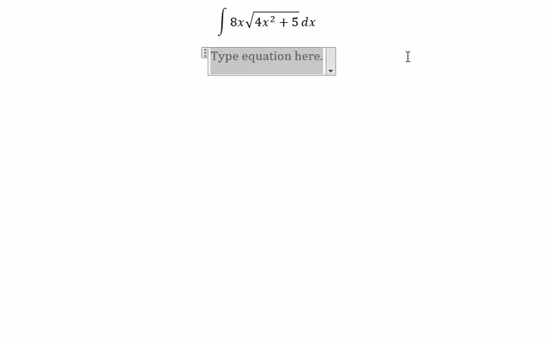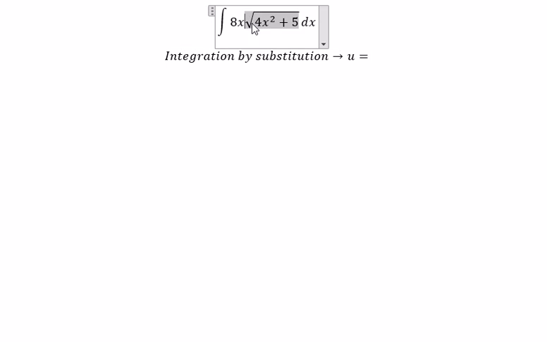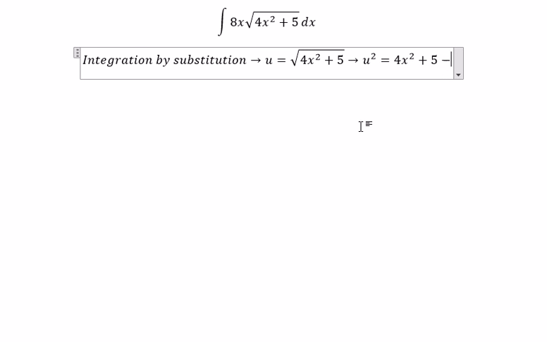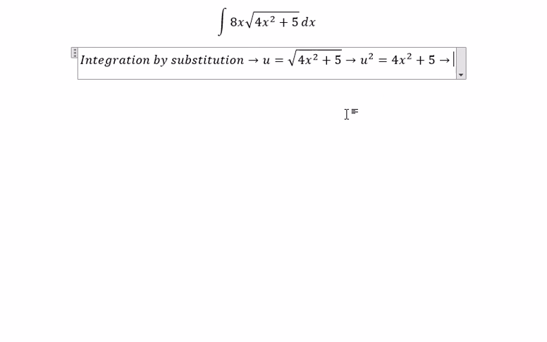We need to use integration by substitution. So we put u equals the square root. So we put the square on both sides. So we first do the derivative on both sides.